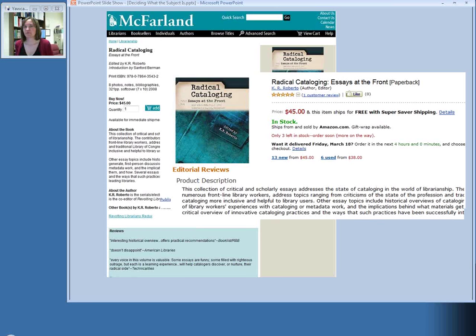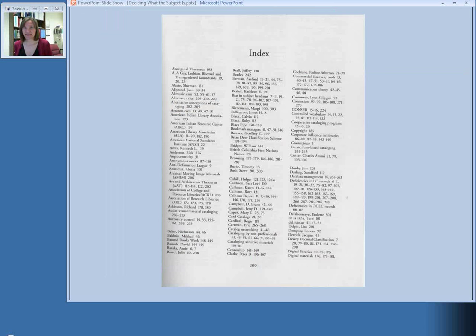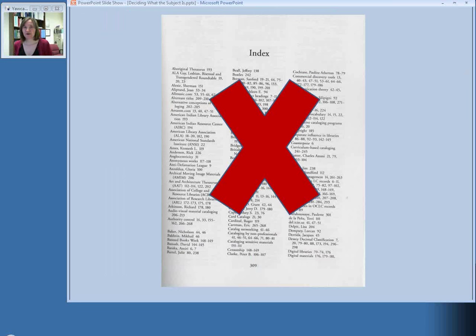Now the other thing to remember when you're doing subject analysis and deciding what the subject of a book is, is that when we talk about subjects, we're talking about big overarching themes that apply to the book as a whole. You don't need to go through and pull out every single topic that's discussed in the book. If you did that, you would end up with an index. And that's not what we're trying to do here. The subject of a book is much more big picture. We're looking at the overall topic. And so keep that in mind when you're deciding what the subject of a book is.